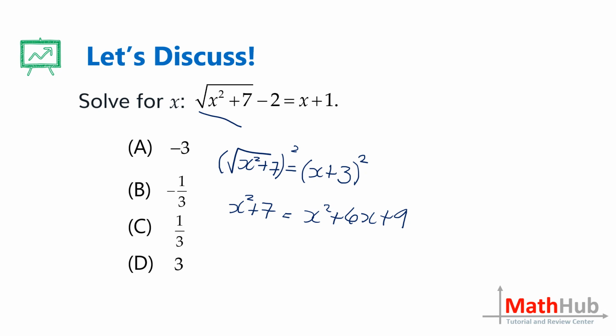We can now cancel x squared, x squared. So therefore, this is just a linear equation. Isolate x, 6x equals 7 minus 9, negative 2. Divide both sides by 6. So we get that x is negative 1/3.